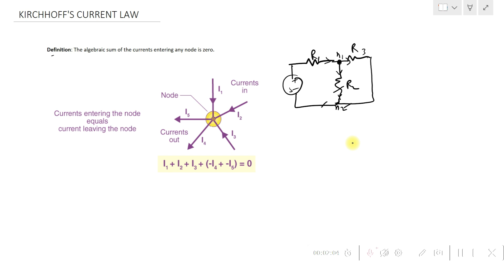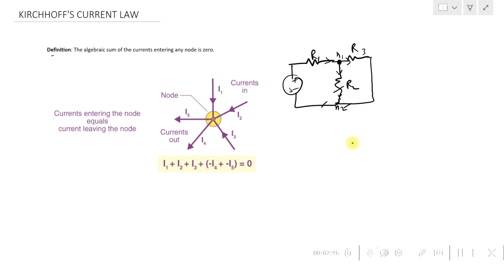A node is not a circuit element, so it certainly cannot store charge. A capacitor can store the charge, a battery can supply the energy, and a resistor can dissipate the energy. But a node cannot store, generate, or destroy energy. Thereby, the algebraic sum of the current entering any node is zero.